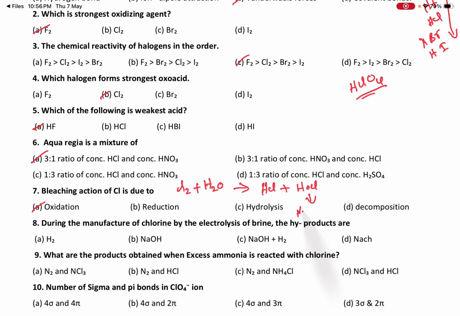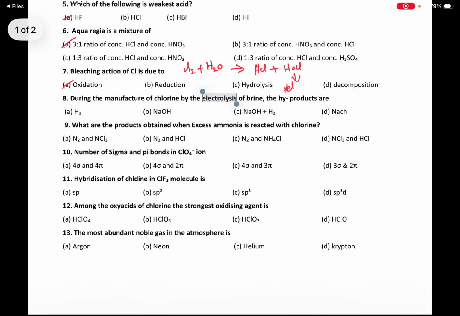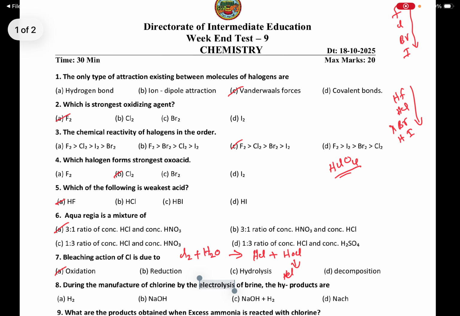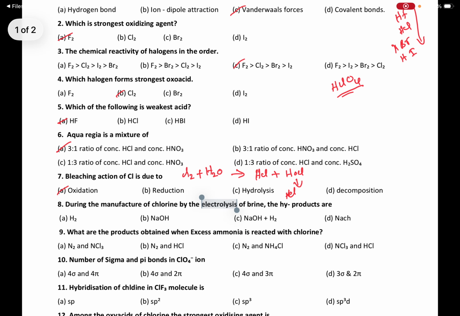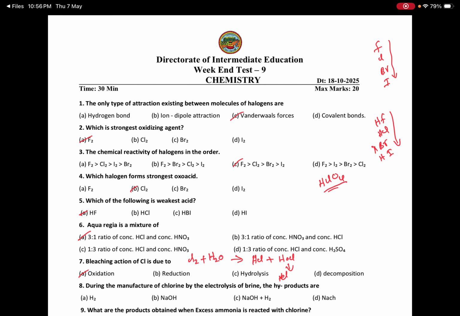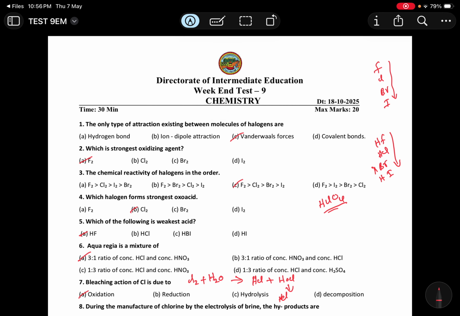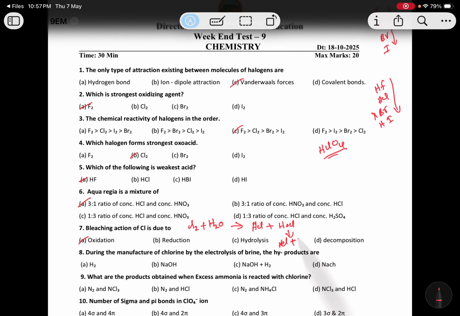HCl plus nascent oxygen. This nascent oxygen is responsible for the destruction of the color pigment. So, bleaching action of chlorine is due to oxidation.